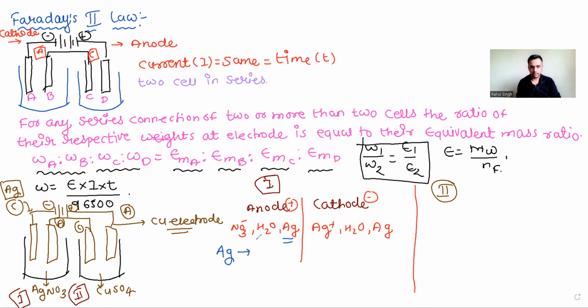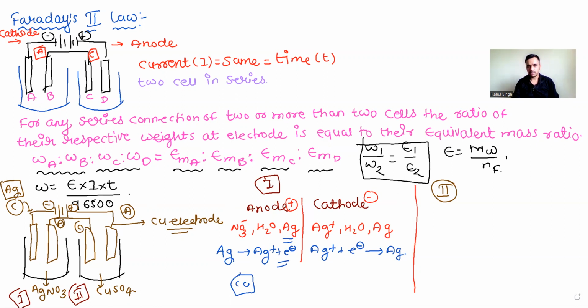Ag will be there at the anode. At the anode, this is positive, so Ag will be giving one electron over here. And here at the cathode, Ag plus is going to accept that particular electron and convert to Ag itself. Similarly, we can see that for copper sulfate. Why are we doing this? Because here we will be getting Ag and here we will be getting Cu. So two things are there for us.